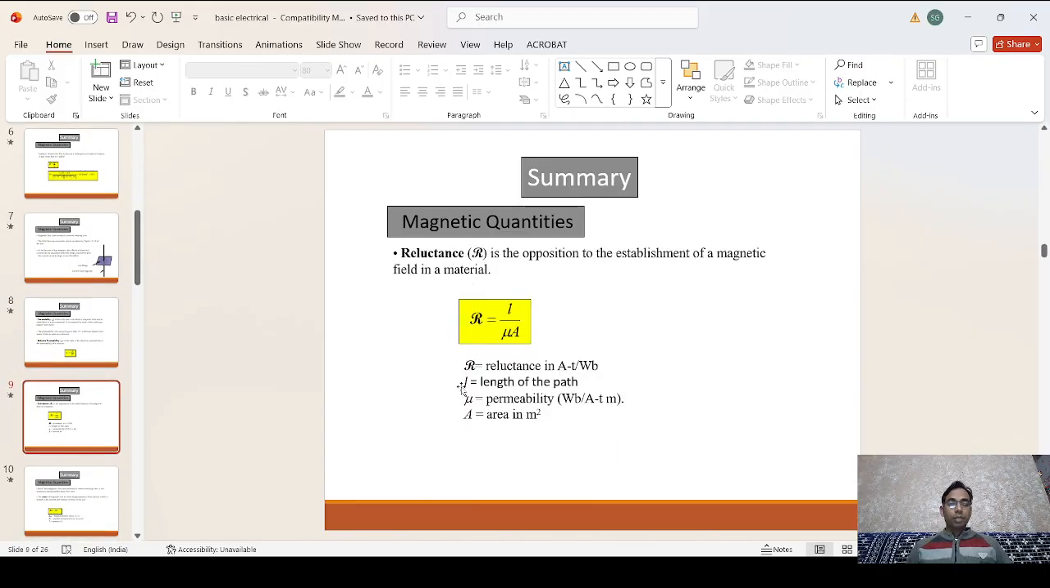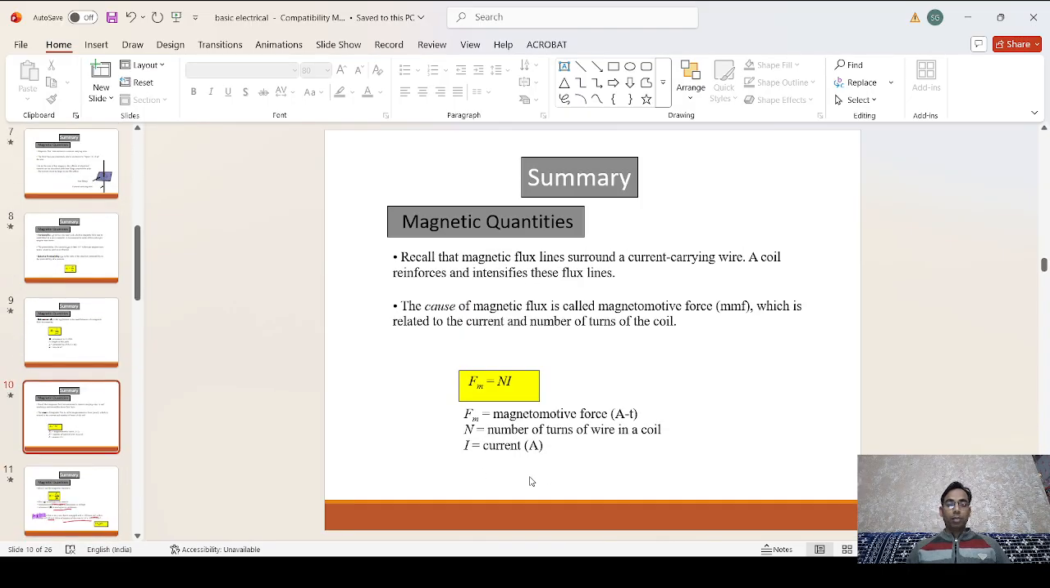Next definition, what is reluctance? Reluctance is an important term for a magnetic circuit. It is just like resistance in an electric circuit. Resistance is the opposition to the flow of current, like reluctance is the opposition to the magnetic flux in the coil. So the relation is R equal to L upon mu A, basically denoted by S. L is the length of the path, mu is the permeability, A is the area of cross section. So we can find the reluctance of the material.